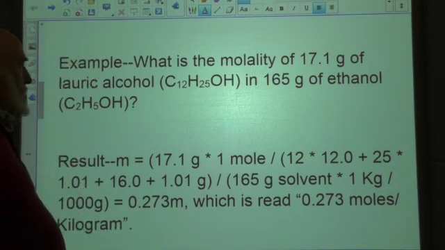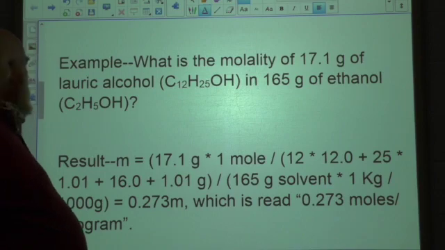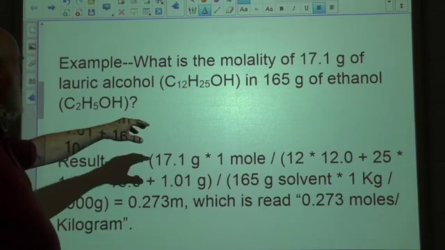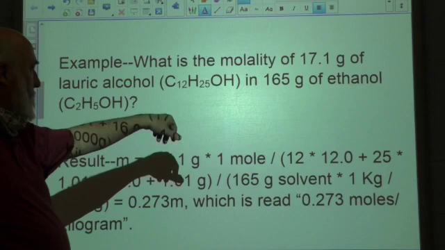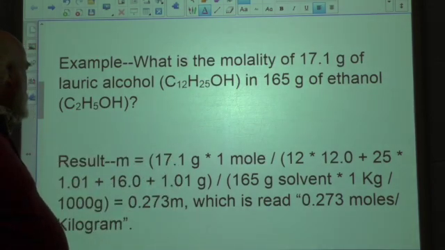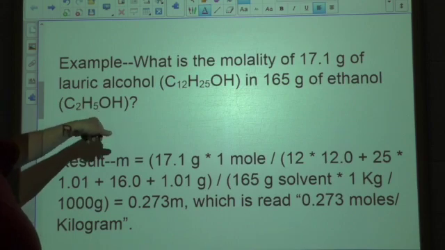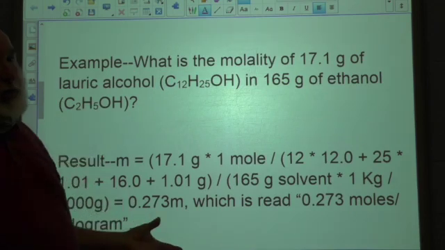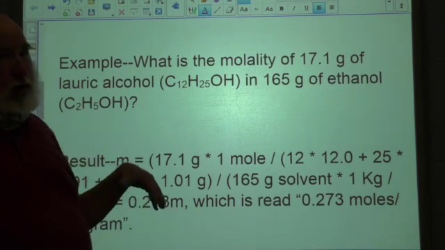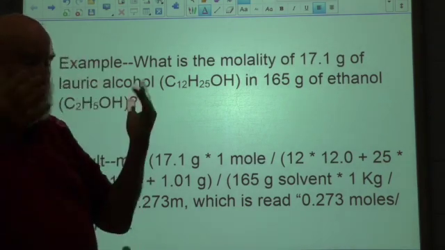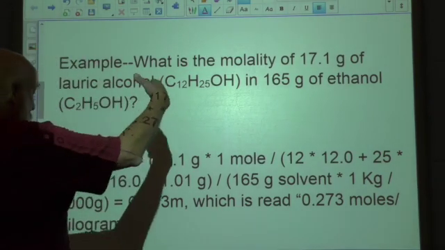So in this case, what is the molality of 17.1 grams of lauric acid, or alcohol rather, which is that formula right there, in 165 grams of ethanol, and that is the formula for ethanol. Now, one of the formulas we need, the other we don't. So you have to remember what that formula is telling you to figure this part out.